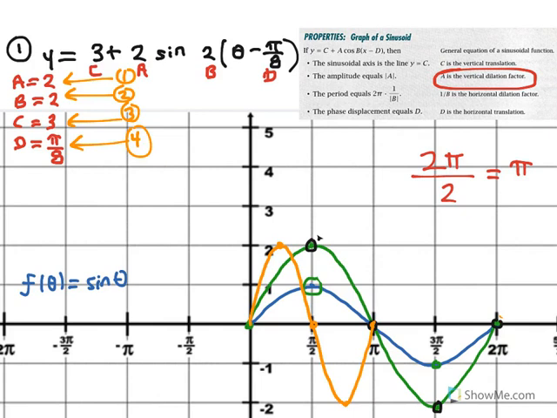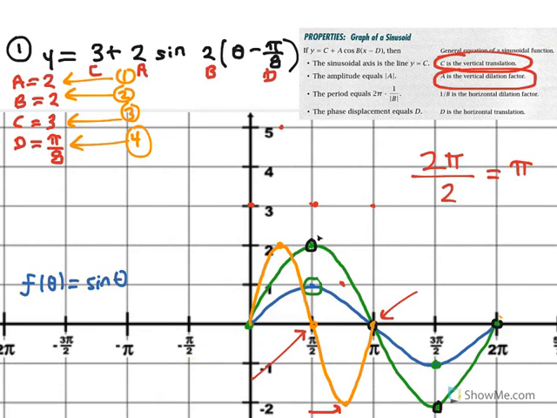The parameter C will give us a vertical translation. So now we will go ahead and take a look at the gold graph and take the y coordinate of each point on the gold graph and add 3 to it for the vertical translation upward by 3 units. So this point, which has a y coordinate of 0, will now have a y coordinate of 3. This point, which has a y coordinate of 2, will now have a y coordinate of 5. This point, which has a y coordinate of 0, will now have a y coordinate of 3. The point here with a y coordinate of -2 will now have a y coordinate of 1. And this point here with a y coordinate of 0, 0 plus 3 will give me 3.